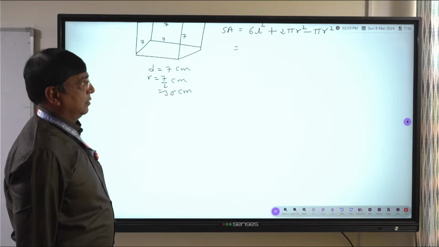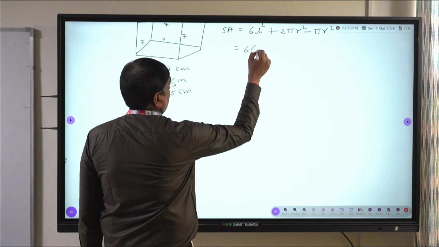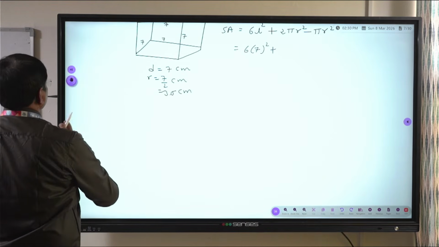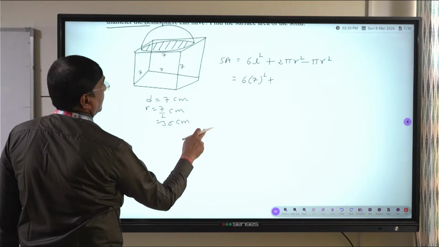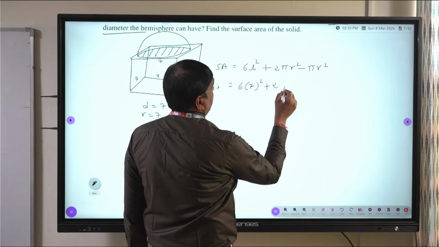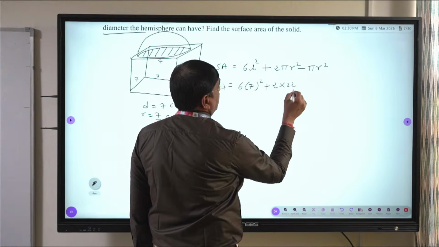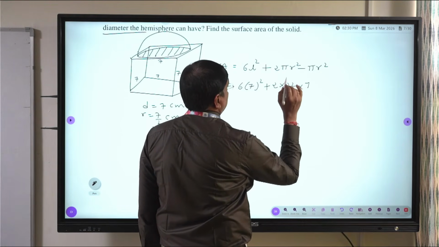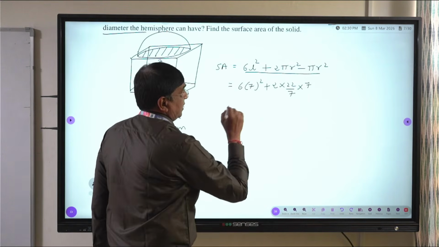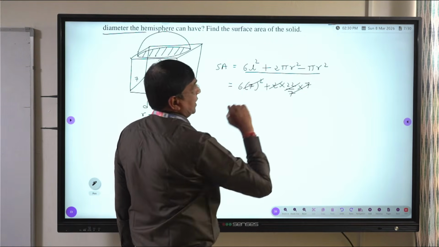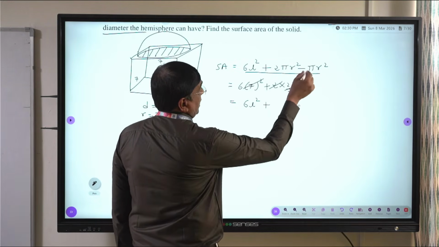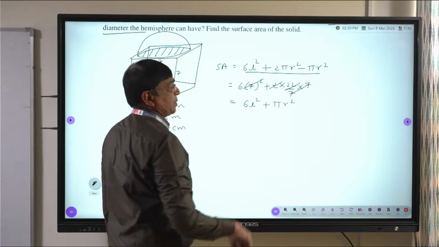Now 6 side of a cube given 7, तो 7 square 2 now 2 pi, तो 22 by 7 radius 7 by 2, सॉरी पहले इसको सिंप्लीफाई कर लेते हैं. Both are like terms, so 2 pi r square minus pi r square, so we get 6l square. 2 pi r square minus pi r square gives pi r square.